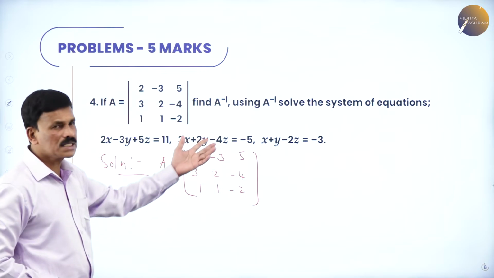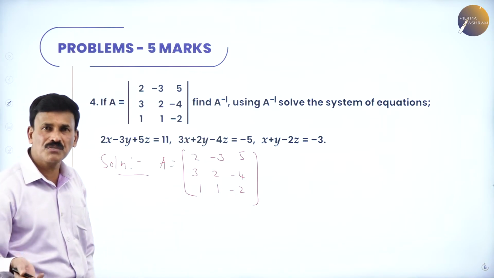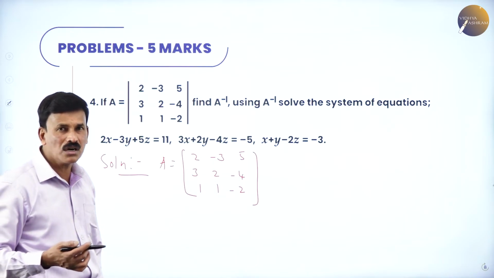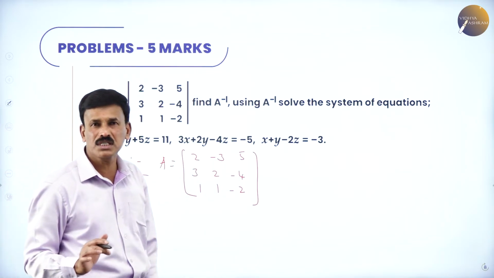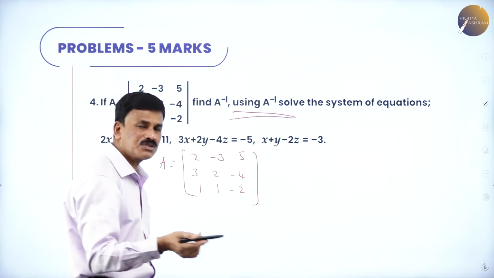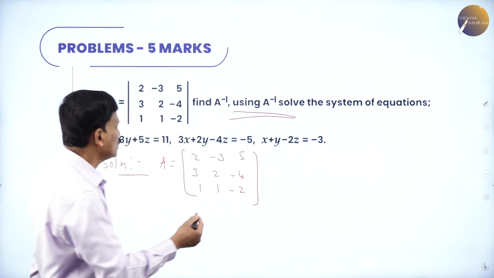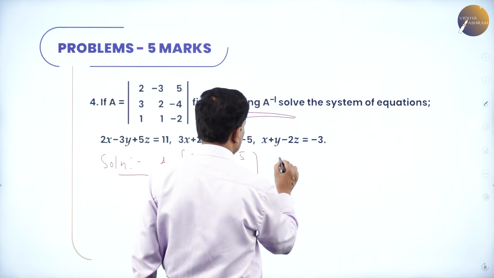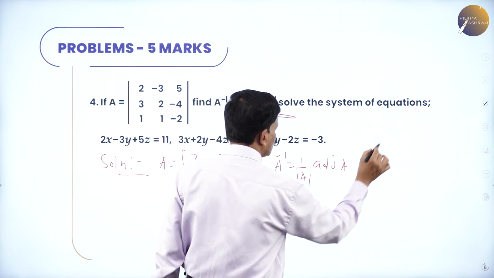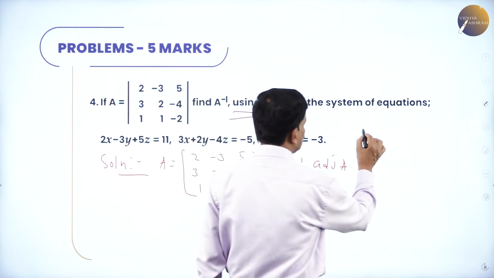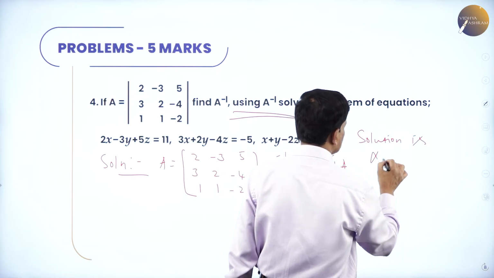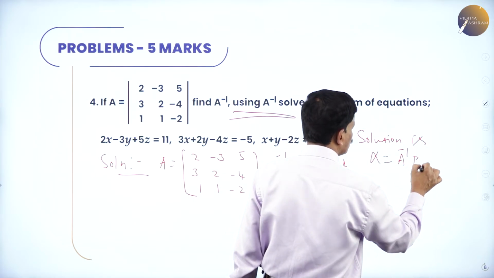So, to solve this simultaneous equation, we are going to find the inverse. That we know. Without finding the inverse, you cannot solve. Just proceed as usual, nothing to worry. After getting the inverse, we are going to solve. Now, the inverse is given by A inverse is equal to 1 over determinant A into adjoint of A. And the solution is X is equal to A inverse into B.